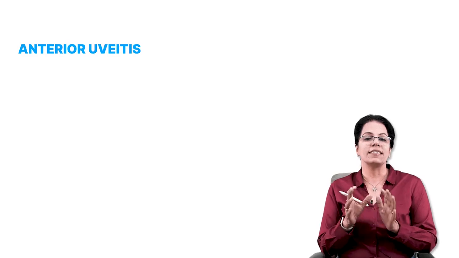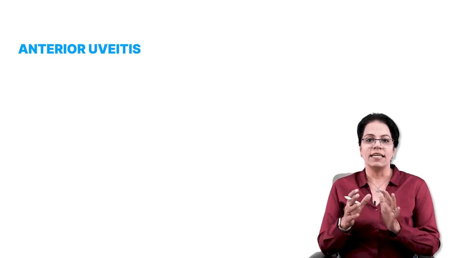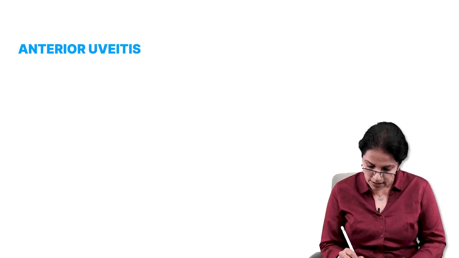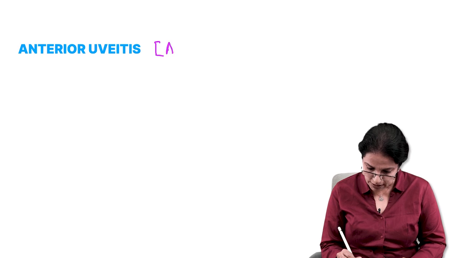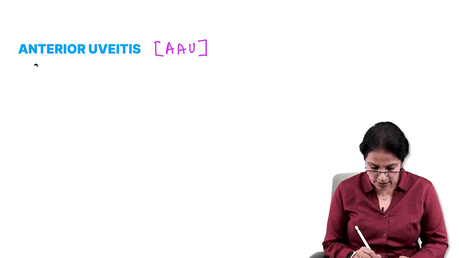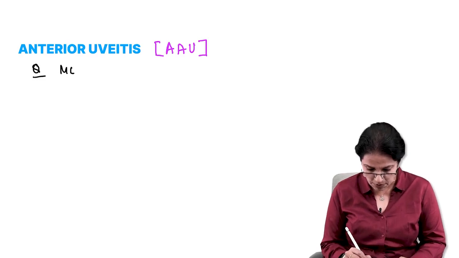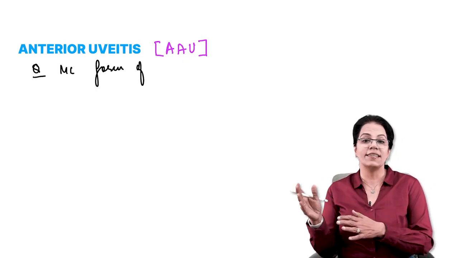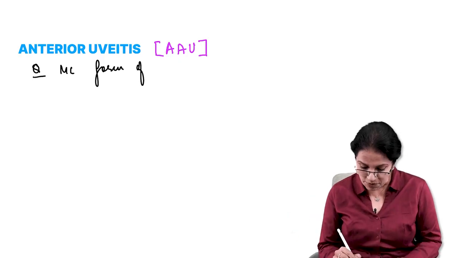So let's talk about anterior uveitis first. Anterior uveitis, of course in short we will write it as AAU, acute anterior uveitis. First important point, this is the most common form of uveitis. So when you're talking about anterior, intermediate and posterior, this is the most common form of uveitis.